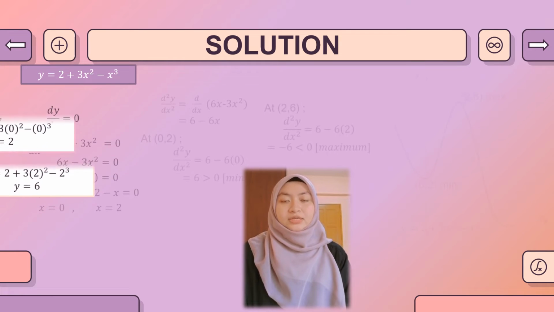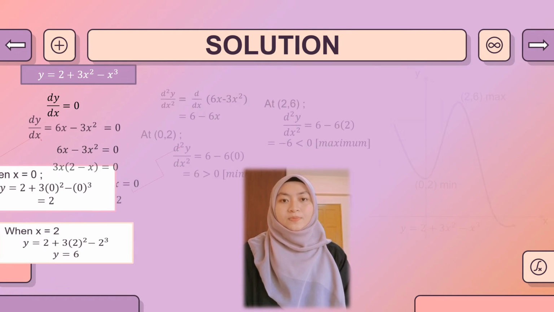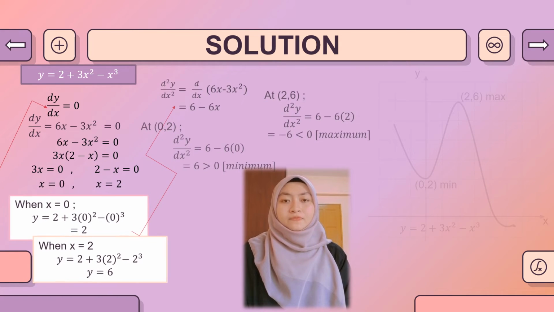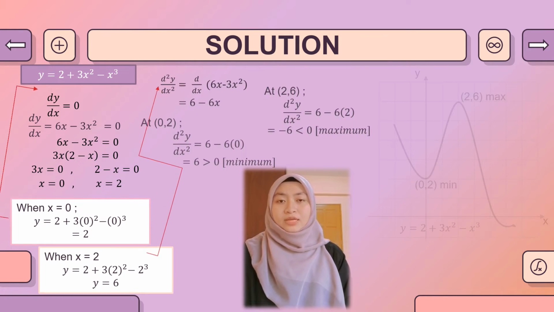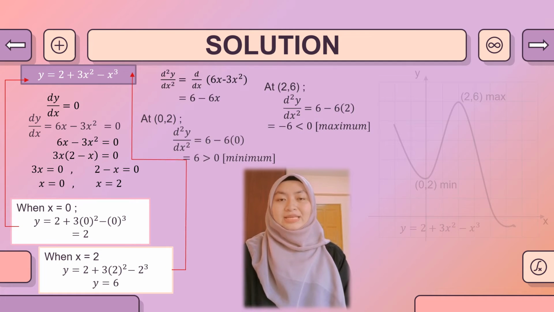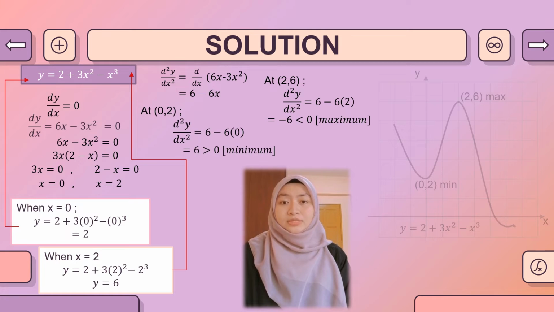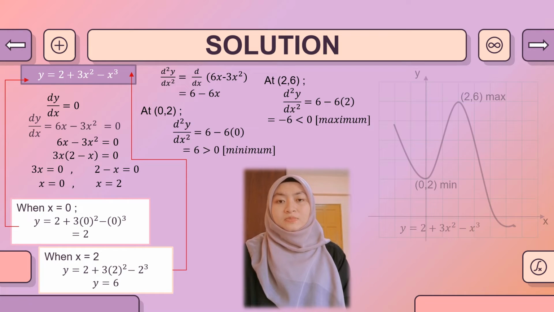Okay, the question is y equals 2 plus 3x squared minus 5x cubed. The formula for differentiation is dy over dx equals 0. When we differentiate, we will get 6x minus 3x squared equals 0. We factorize it and get 3x bracket 2 minus x equals 0.